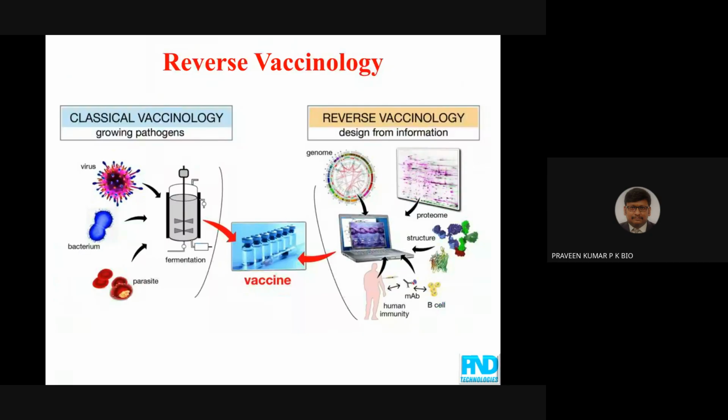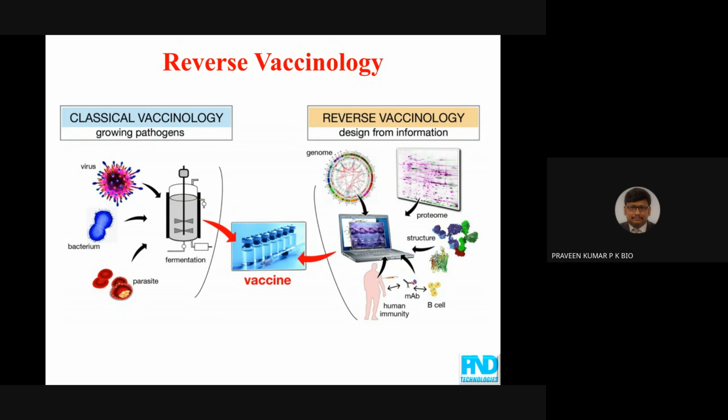Now let me take you to the major concept, that is, how to distinguish classical vaccinology and reverse vaccinology. Till now we have discussed what immunoinformatics is, which is nothing but computational biology. Then we discussed the definition of vaccine and vaccine adjuvant, then the biological properties of the vaccine adjuvant, and then the types of vaccines. Now we are discussing classical vaccinology.